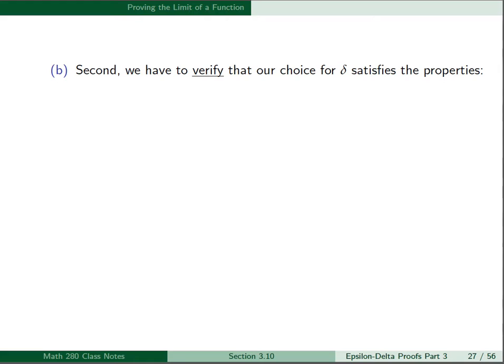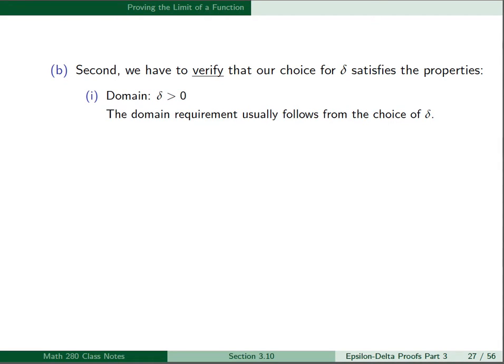Second, we have to verify that our choice for delta satisfies our two properties. The domain: delta must be greater than 0. The domain requirement usually follows pretty easily from the choice of delta. And our propositional function, which is for all x in I, 0 less than the absolute value of x minus c is less than delta, implies the absolute value of f of x minus L is less than epsilon.